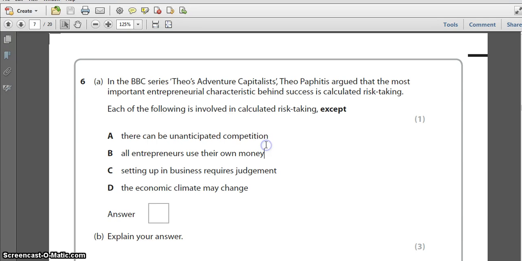A is the incorrect answer because unanticipated competition is part of being a risk taker. Companies don't always know what their competition are going to be doing, so there is always a risk that the competition will steal your market share away from you. So that's why the answer is not A.